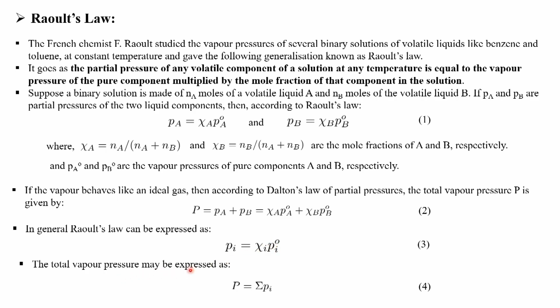So the total vapor pressure may be expressed as follows. If we consider several components instead of the two component system that we considered just now, the total vapor pressure P is the sum over i of Pi, where i runs over the number of components present in the system.